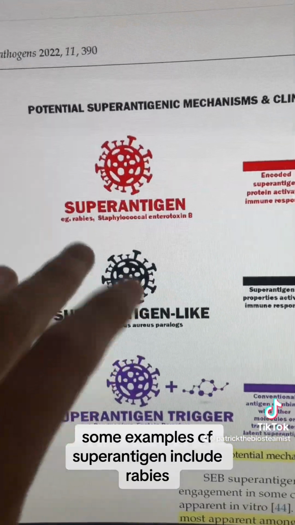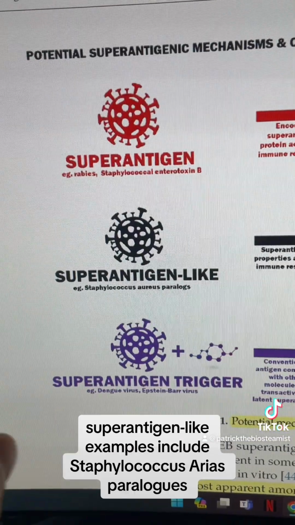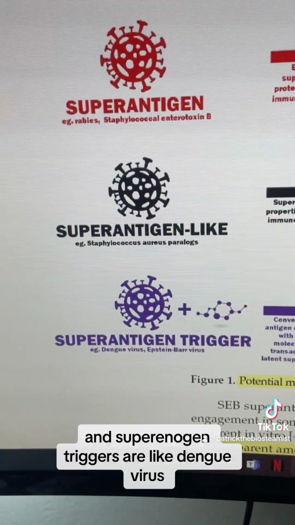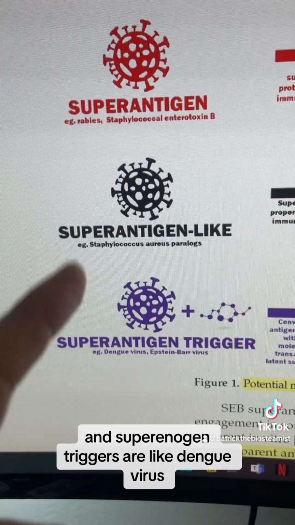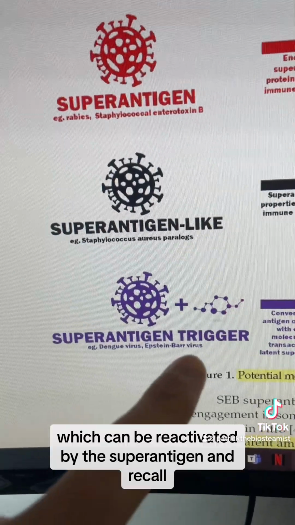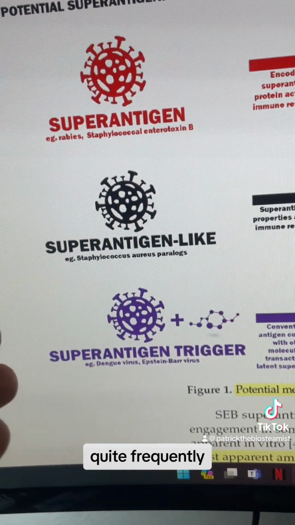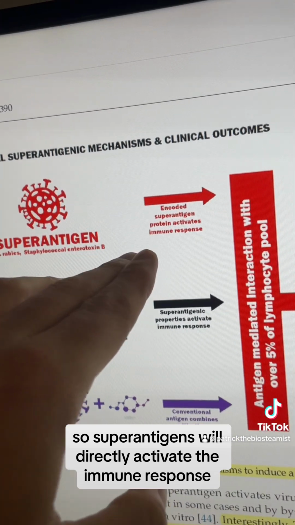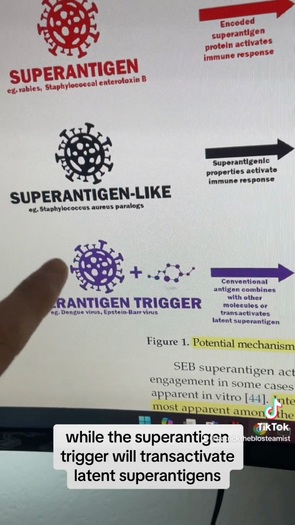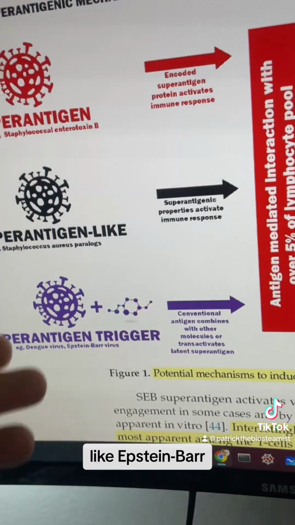So some examples of superantigens include rabies and Staphylococcus enterotoxin B. Superantigen-like examples include Staphylococcus aureus paralogs, and superantigen triggers are like dengue virus or Epstein-Barr virus, which can be reactivated by the superantigen. And recall, Epstein-Barr virus is reactivated with COVID infection quite frequently. So superantigens will directly activate the immune response. This is also the case for superantigen-like, while the superantigen trigger will transactivate latent superantigens like Epstein-Barr.